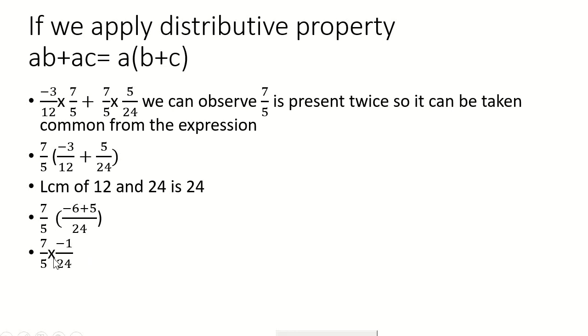So 7 by 5 multiplied by minus 1 by 24 gives us the same answer as we have done in the traditional way, that is minus 7 by 120. It makes our calculation easy, which will be further more evident in the next example.